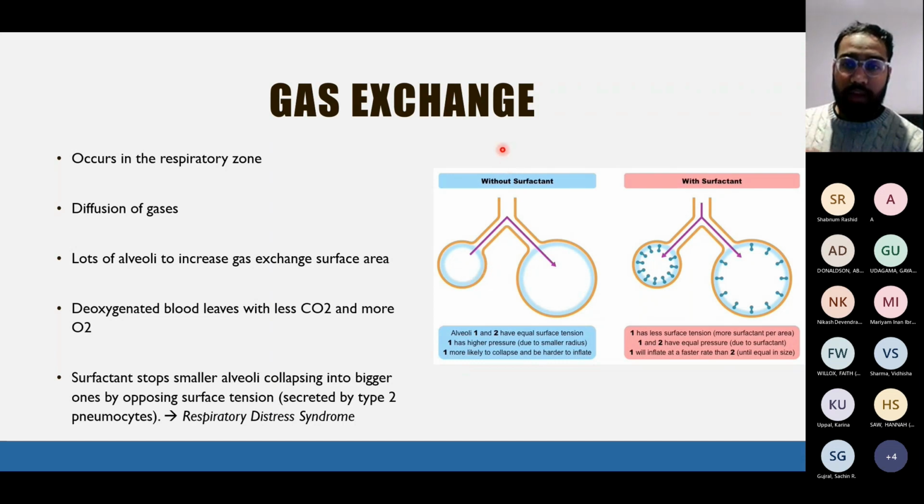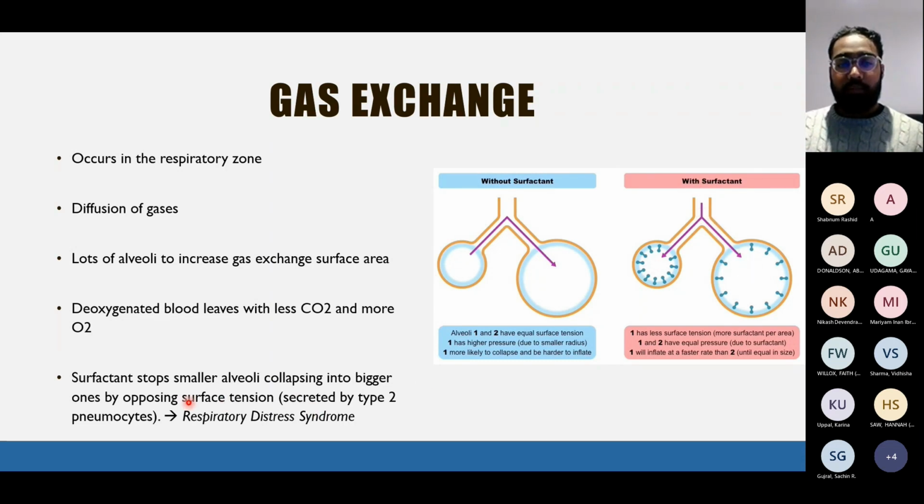Without surfactant, when the air comes in, it would just go straight into here, and this alveolus would probably collapse into this one. But with surfactant, it makes them the same difficulty, or the same easiness, to inflate by the incoming air, which means air is evenly distributed.